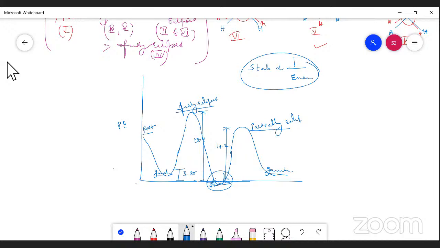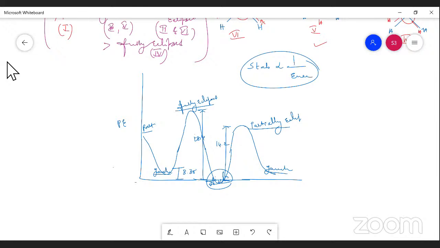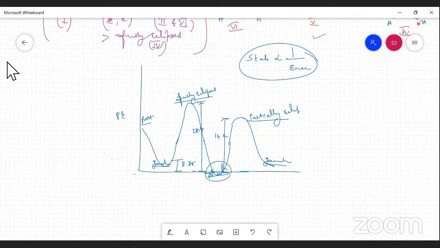So this is about the conformational isomerism of both ethane and butane. I hope you understood this topic, conformational isomerism, very well. Next, let us move to the next concept, that is preparation methods. The methods of preparation of alkenes.